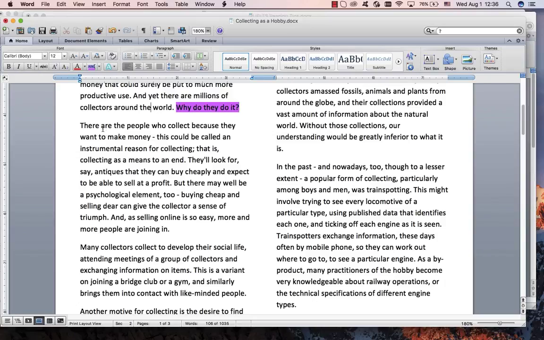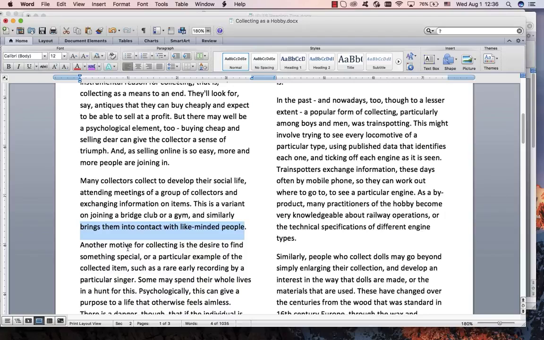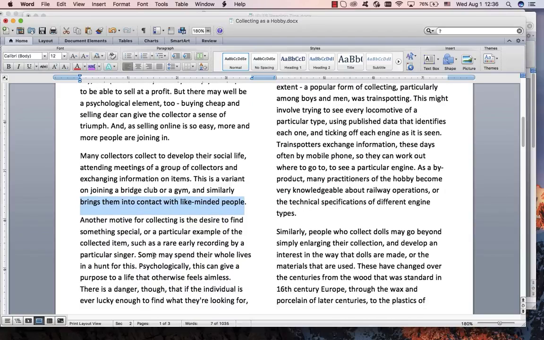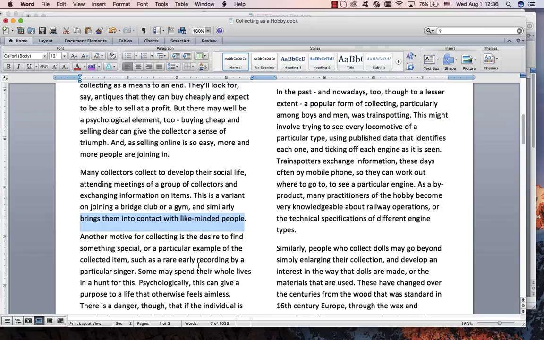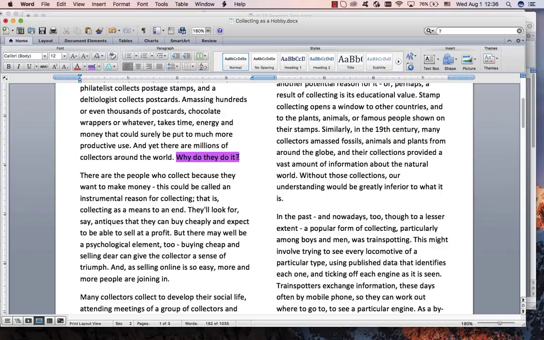Why do they do it? They want to make money, give them a sense of triumph, develop their social life, bring them into contact with like-minded people. Another motive is to find something special. All of these pieces of information were very important, and IELTS did choose some answers from there. So this helped you to understand the general topic of the whole passage. Right, so that's questions. Look out for those.